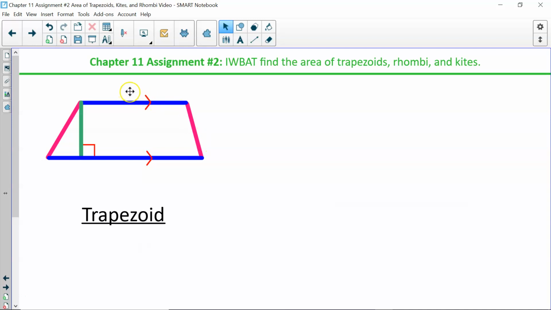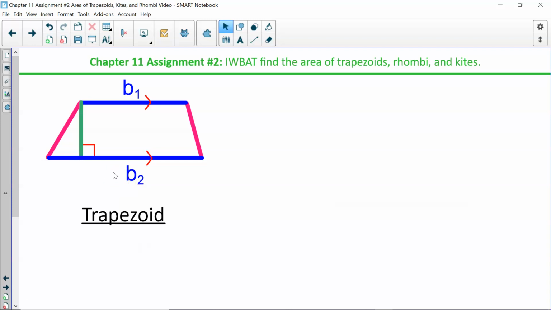So I am going to label my two parallel bases B sub 1 and B sub 2, and that just stands for base 1 and base 2. It does not matter which order that you label them in. I usually start at the top and label that one B sub 1 and the bottom is B sub 2, but you could switch them around and it would still be okay.